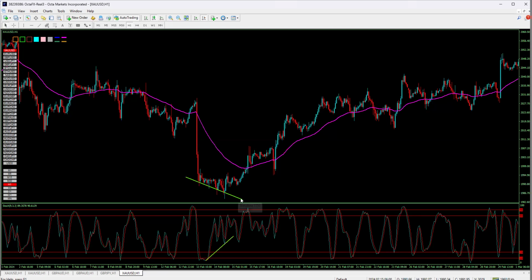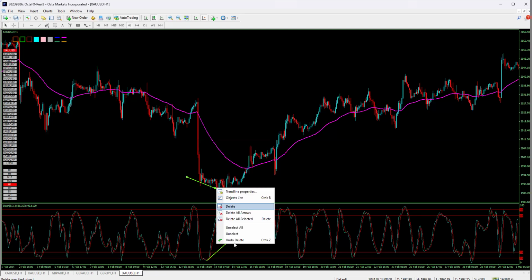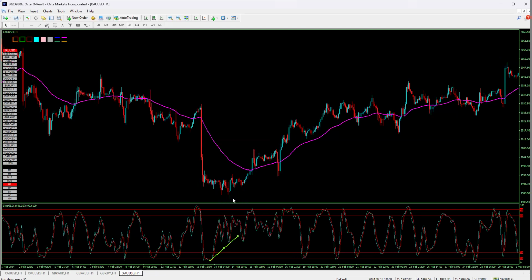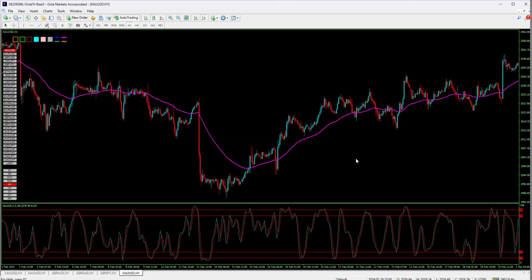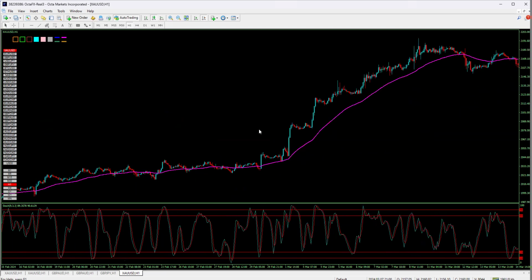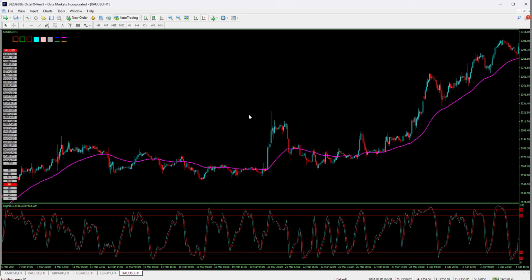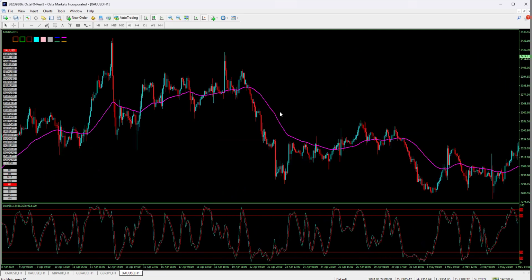So I don't usually use classic divergence in my trading because I usually try to follow the trend. So I use hidden divergence. I combine it with SNRC.